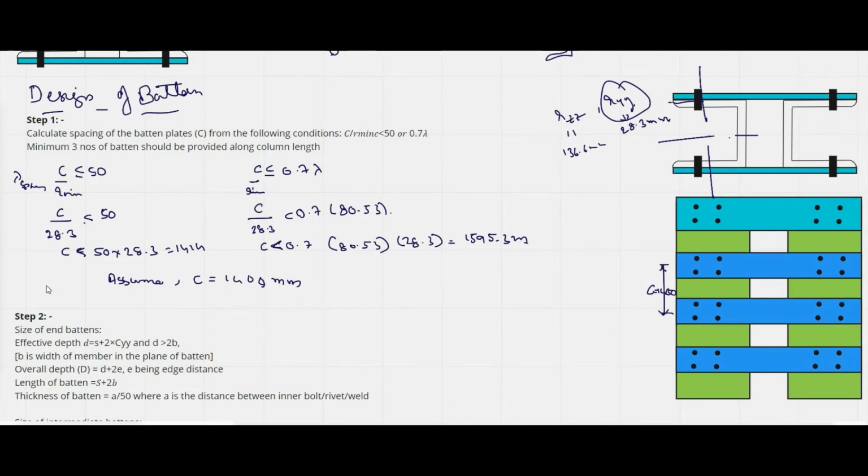Now let us calculate the size of batten. When we are calculating the size of batten, there are two types of battens. One is the end batten and the other is the intermediate batten. So let us first calculate the end battens.